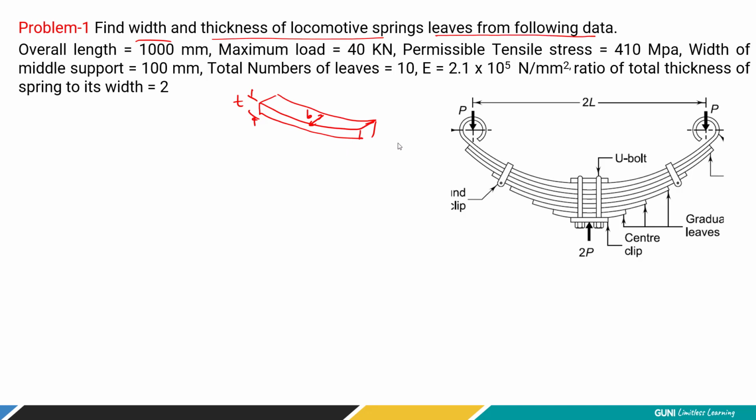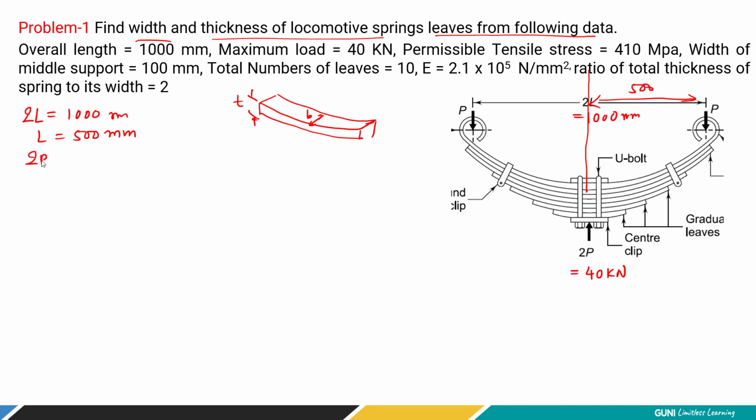Overall length is 1000, so this 2L is 1000 millimeter. Now maximum load is 40 kilonewton, so this 2P is 40 kilonewton. Here 2L, the total length of the leaf spring, is 1000 millimeters. So we have to consider L as 500. Why 500? We consider only this much length as a cantilever beam, so that is half of the total span, right? So I can write L as 500 millimeter.